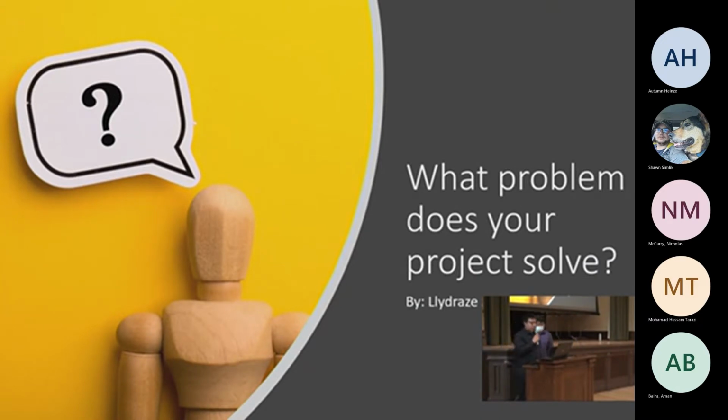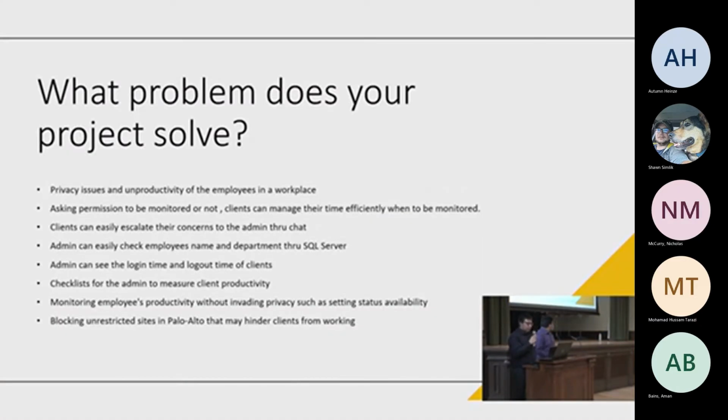So what problem does our project solve? The main problem our project solves is the privacy issues and unproductivity of the employees in the workplace. These are the different features of our project. First, whether being monitored or not, clients can finish their work efficiently. If they have problems, they can reach the admin easily because of the chatting system.